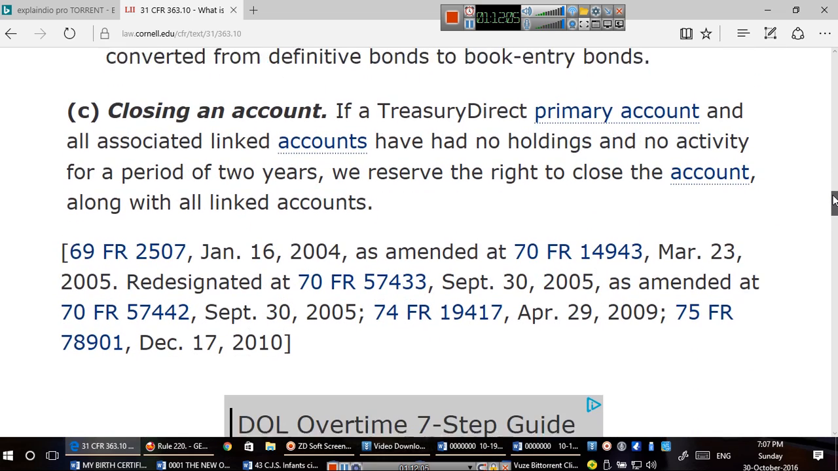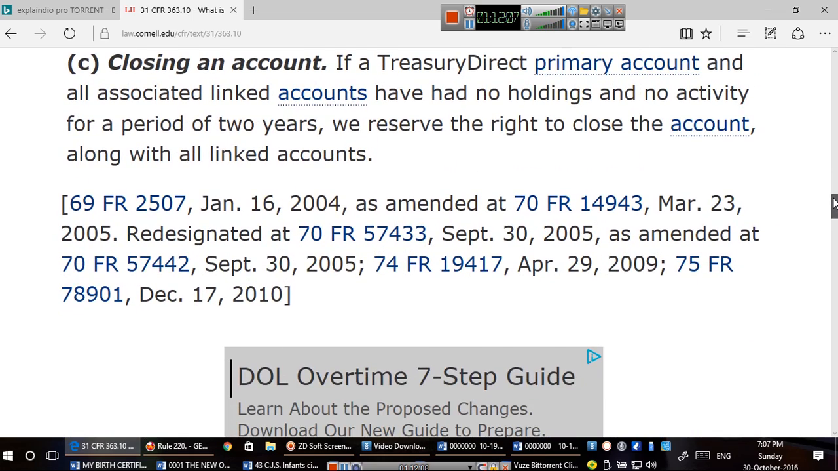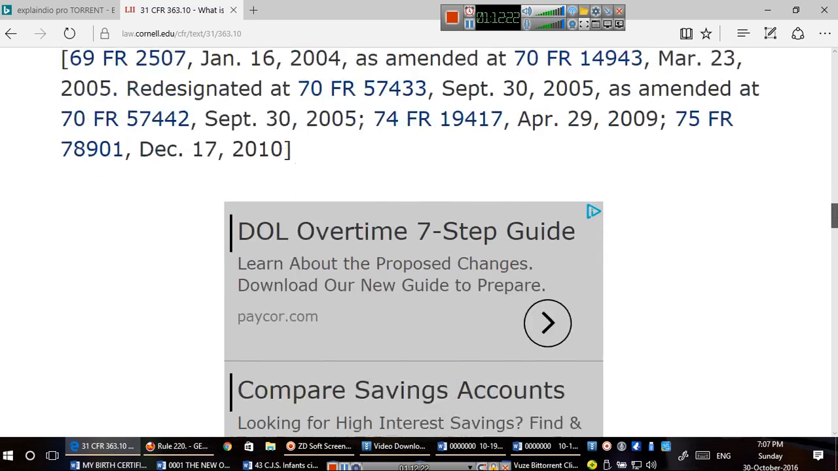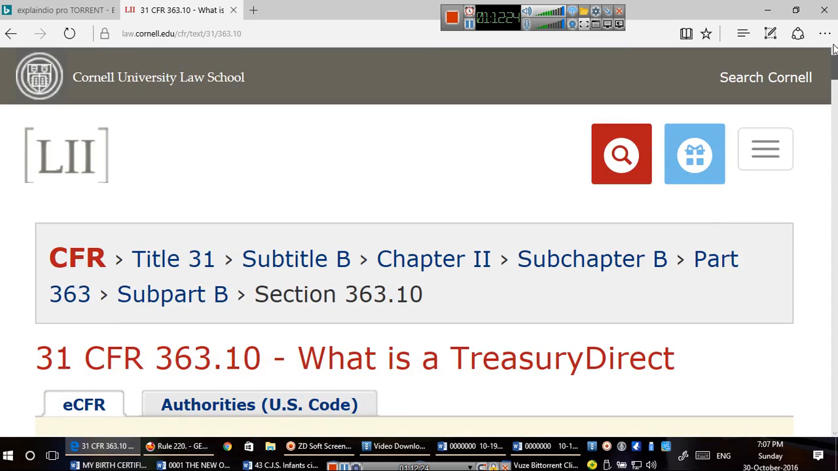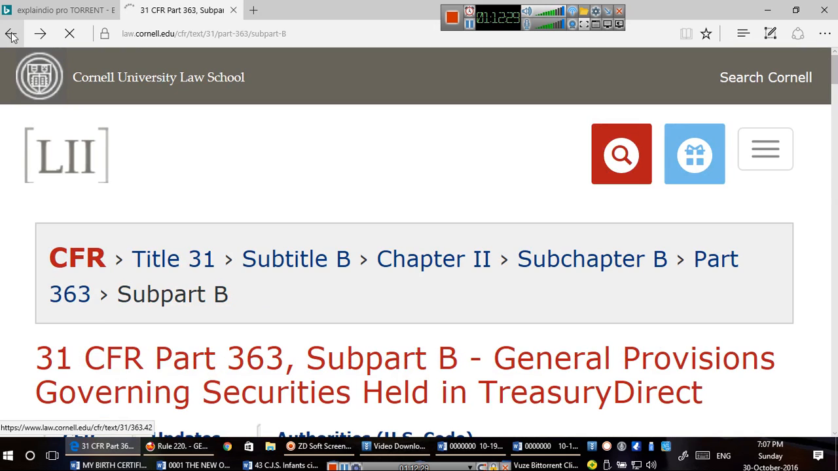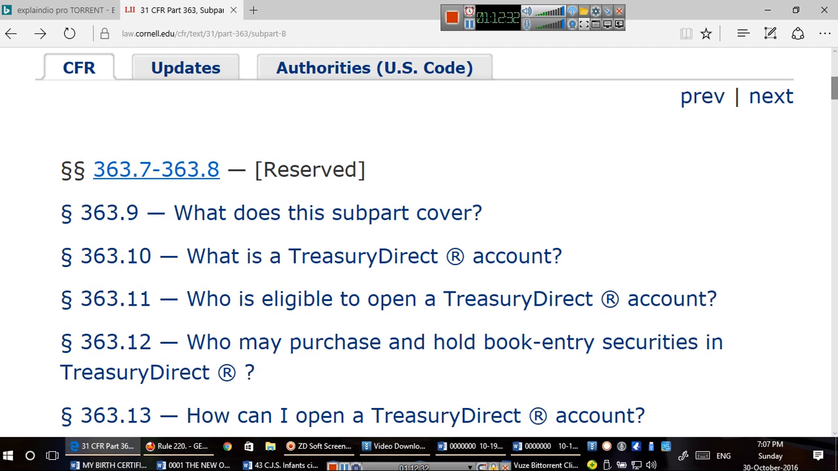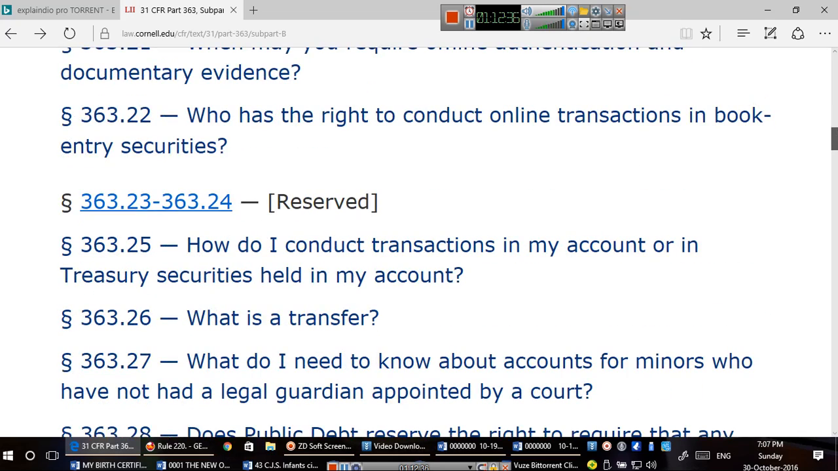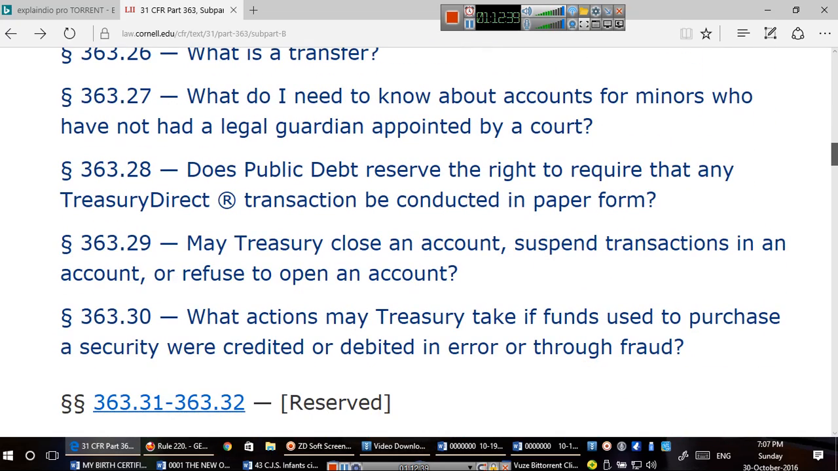Okay? Closing an account. If a Treasury Direct primary account and all associated linked accounts have had no holdings and no activities for a period of 2 years, we reserve the right to close the account along with all linked accounts. Ladies and gentlemen, remember, an account never closes, but it's to remain open for set-off discharges and so on. Some people have been doing the closed checking account method. I am not advocating that you do the closed checking account method with your Treasury Direct account. You did not hear me say that, so do not go out there saying, Brett said we can do closed checking accounts.